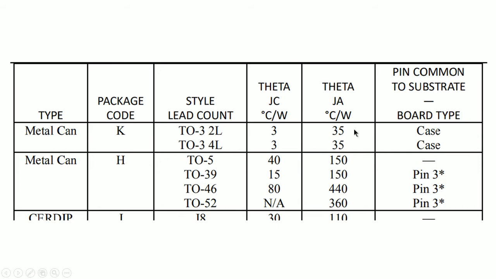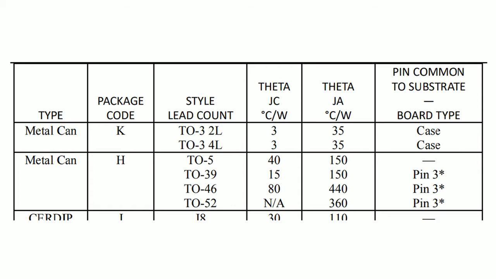The right side figure shows you the actual junction to ambient directly, if you do not have a heat spreader of any type. This one refers to junction to case, when the case can be maintained at a given temperature. This is directly junction to ambient.